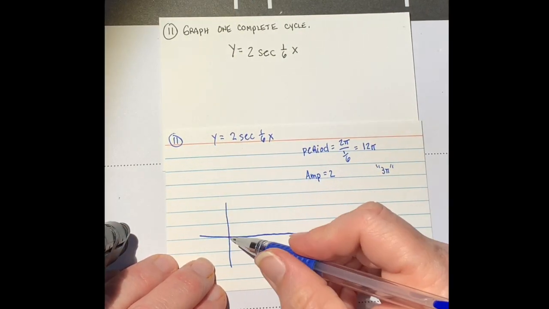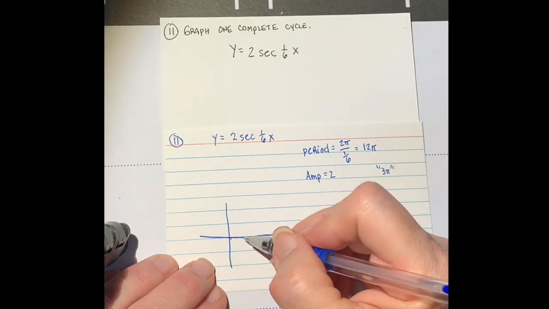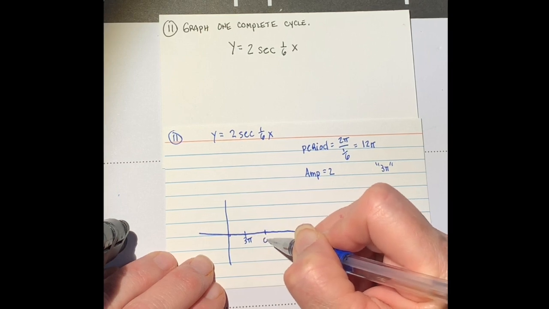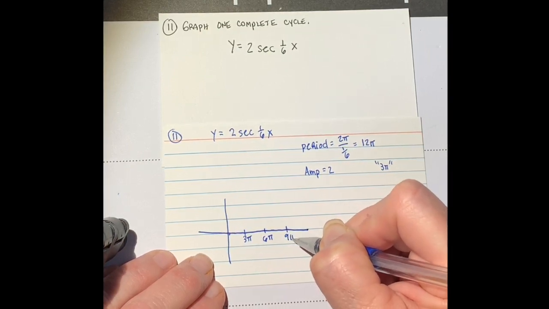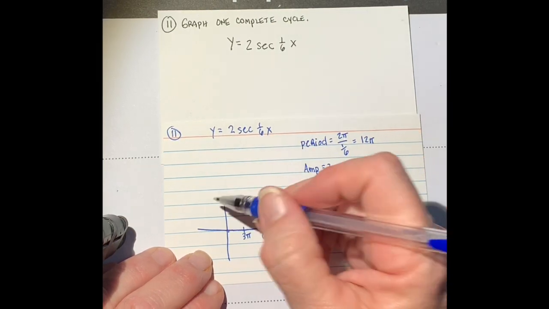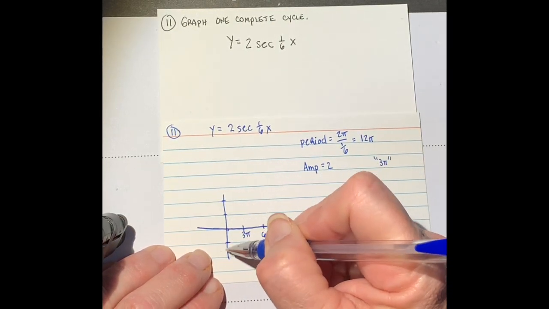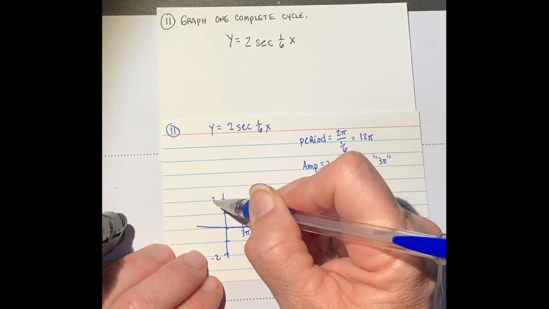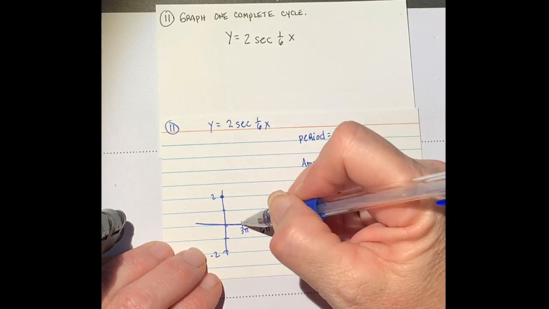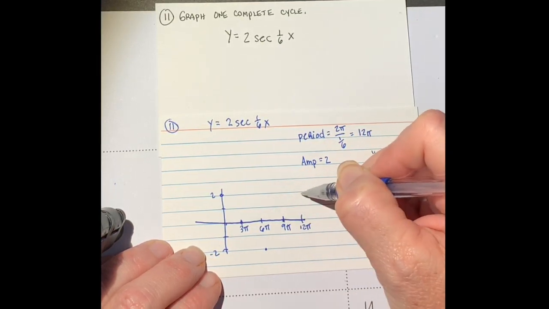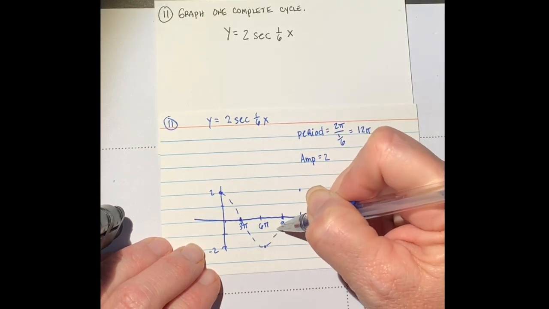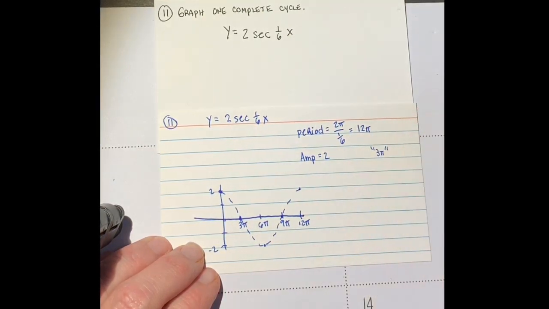No horizontal shift, so I'm starting at 0. First key point is going to be at 3 pi, and then 6 pi, and then 9 pi, and then it all ends at 12 pi. All right, amplitude 2, so 1, 2. So the graph should oscillate between +2 and -2. This is a secant graph, so it starts at the maximum, and then 0, minimum, and then 0, and then back to the max. So remember, I like to use a broken line so that you don't get fooled into thinking this is actually part of the secant graph.